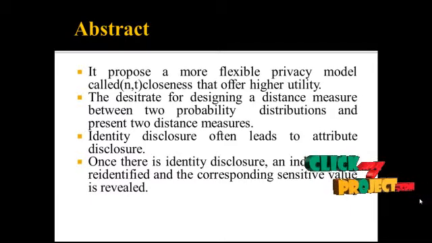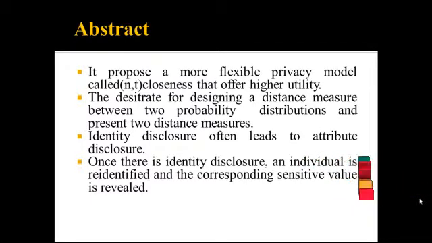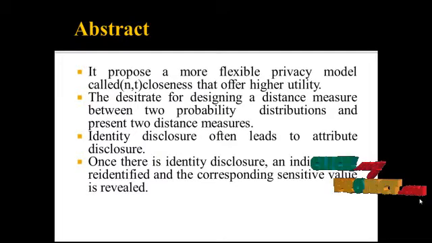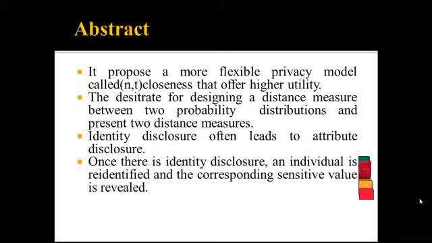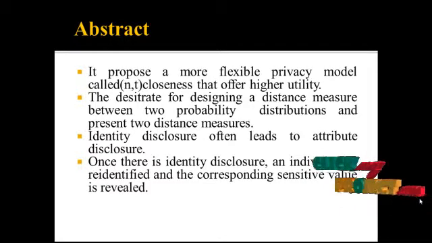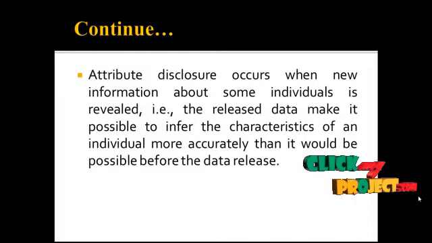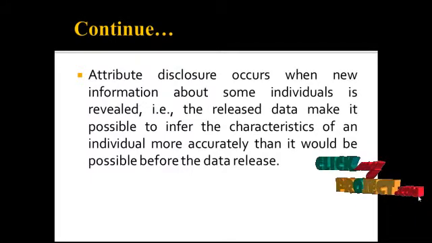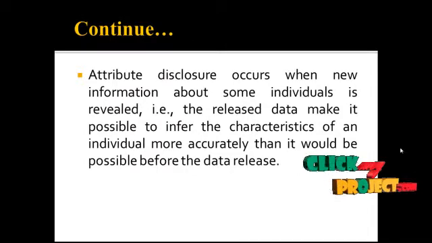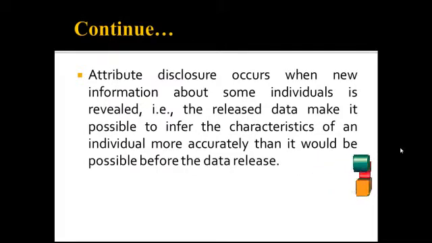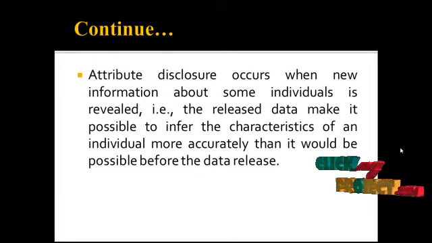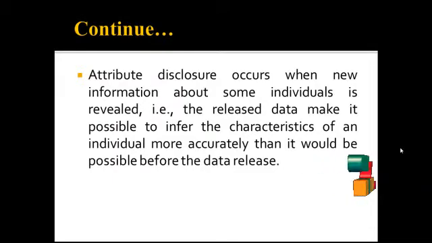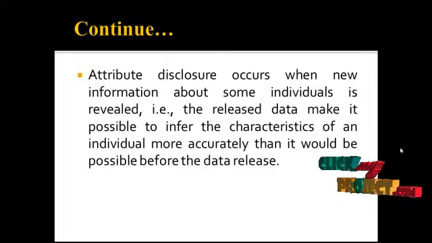Identity disclosure often leads to attribute disclosure. Once there is identity disclosure, an individual is re-identified and the corresponding sensitive value is revealed. Attribute disclosure occurs when new information about some individual is revealed. That is, the released data makes it possible to infer the characteristics of an individual more accurately than would be possible before the data release.